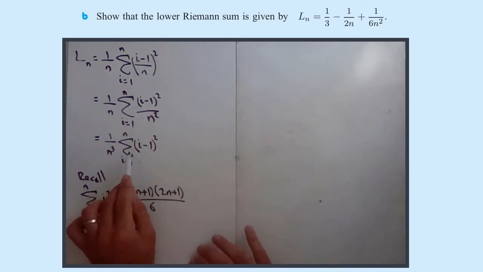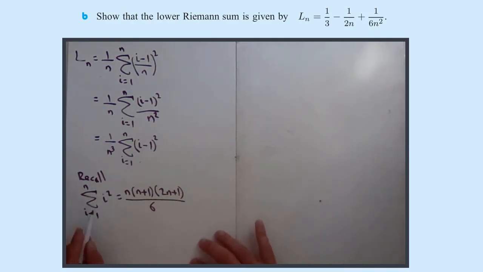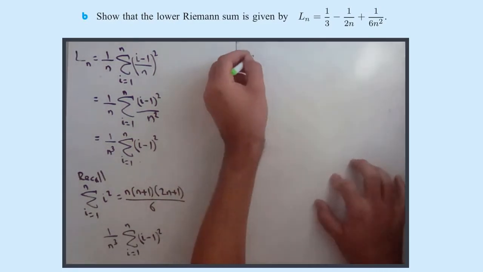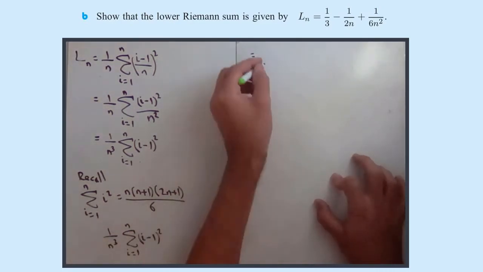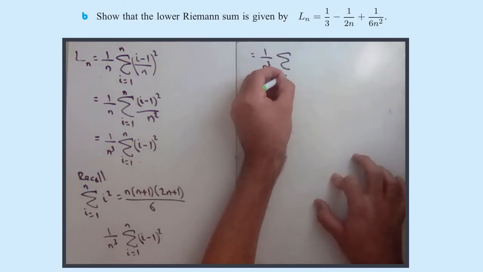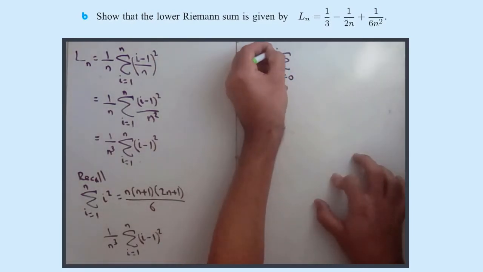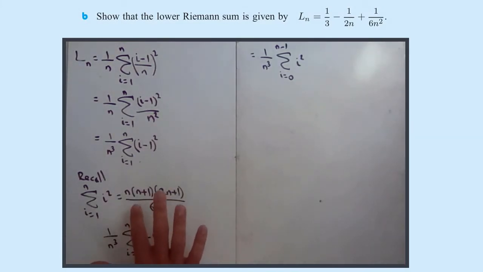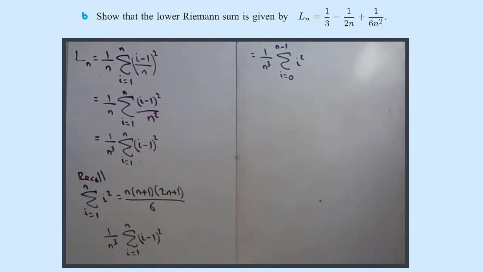So what we can do is rewrite this a bit. We can now say 1 over n cubed times the sum from i equals 1 to n of (i minus 1) squared. Well, it's the same as if we just started at 0 and went to n minus 1. Keep the 1 over n cubed times the sum from i equals 0, if we just start at 0 instead and go to n minus 1, and then we can just write i squared in here, which means that we can apply this formula.